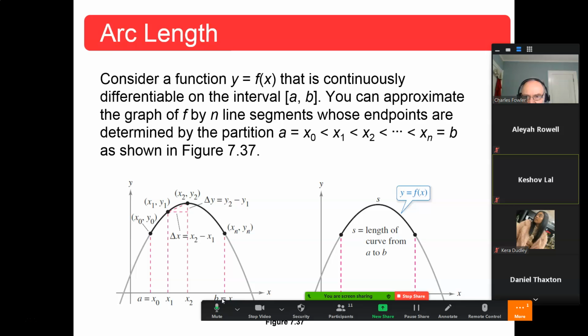Now, the arc length would be the actual length if you had, where is my pen here? My pen is not showing up now. Oh, there it is. I couldn't see it up there.